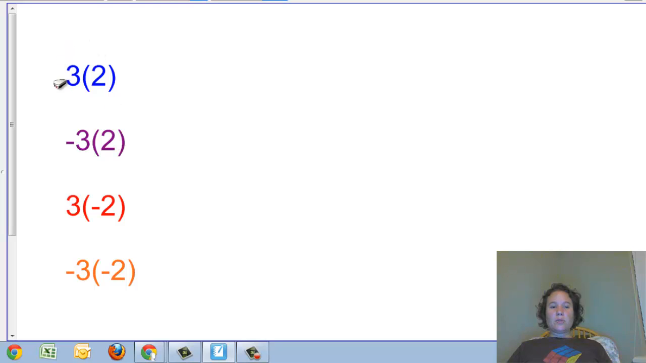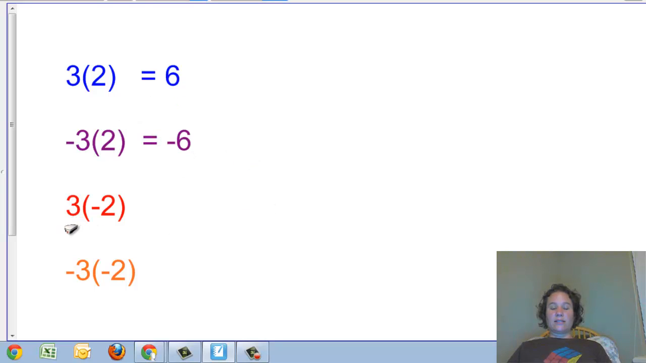So if we're looking at multiplying two numbers together, such as 3 times 2, I can see that the signs are the same, and so that tells me that my answer is going to be positive. So I'm going to do 3 times 2, which is 6, and I'm going to get a positive 6 for my answer. If I look at this second problem, I have negative 3 times 2. I have different signs. This one's negative, this one's positive. I'm still going to multiply 3 times 2 together to get 6, but my answer will be negative 6.